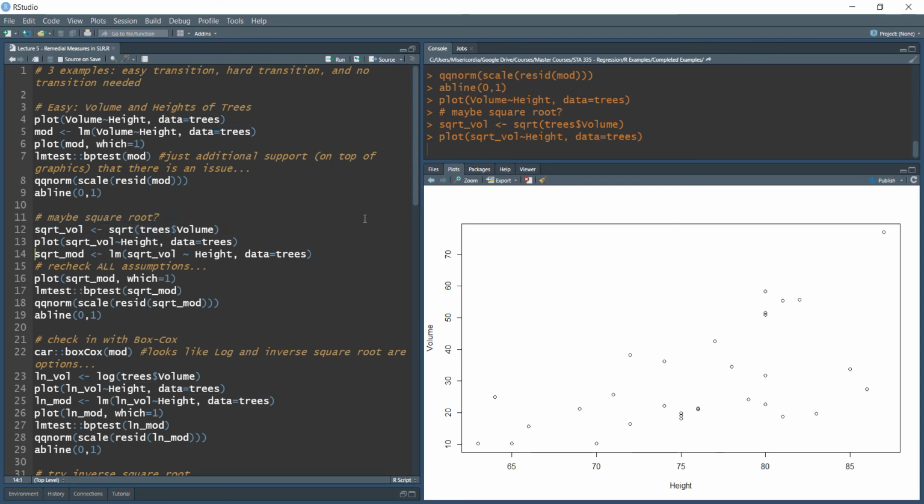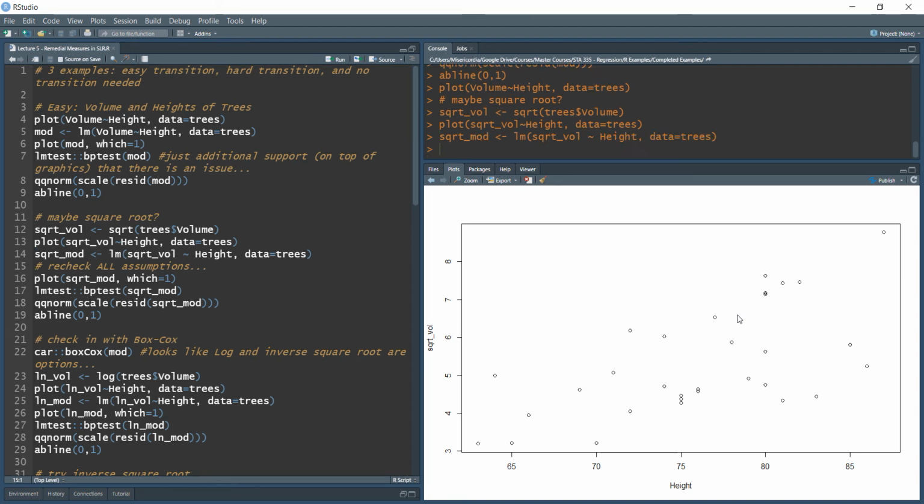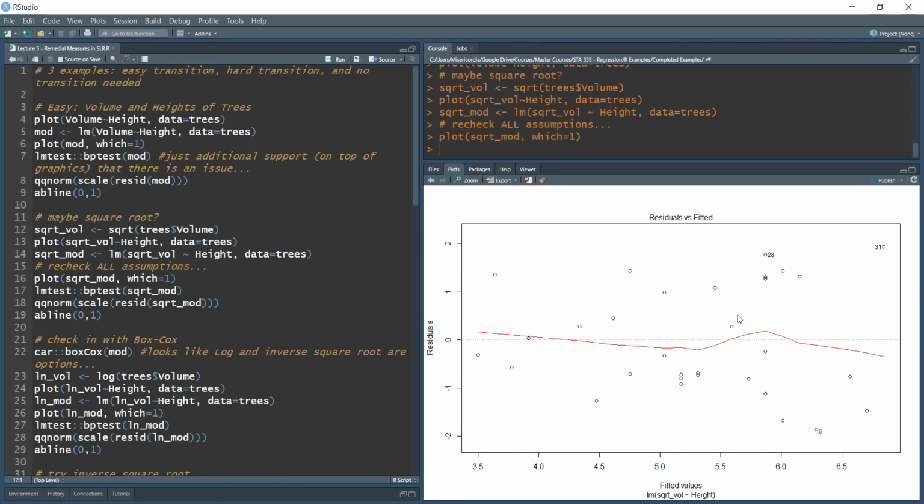Then I'm going to plot the square root by height to see if it looks visually a little bit better, and for me it does. It appears that the linearity issue, that peak up, looks a little bit better. It also looks like the residuals got a bit wider on the left-hand side and stayed a little bit narrower on the right-hand side. So this looks like it could be a good option. So I'll go ahead and fit my model, and then I have to recheck all of my assumptions, not just the one that I was trying to fit.